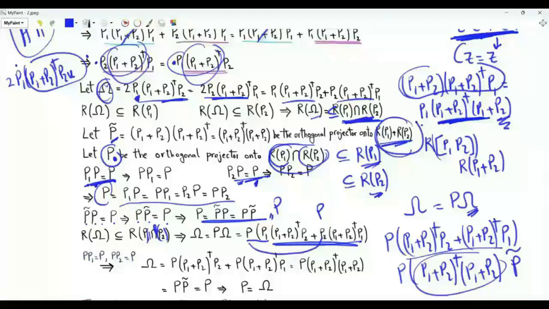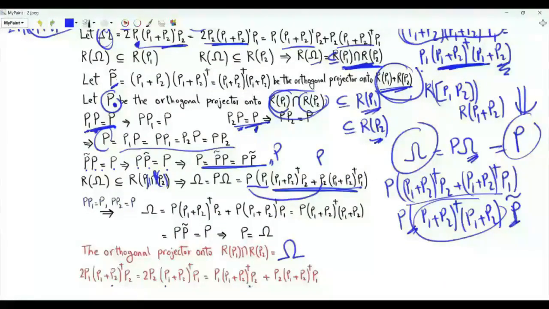This is matrix P tilde, the matrix which orthogonally projects onto the subspace of vectors expressible as a vector in the range of P1 plus a vector in the range of P2. P times P tilde is equal to P. Omega is equal to P. The orthogonal projection matrix onto the intersection of the range of P1 and the range of P2 is omega. It can be written in any of these three forms.